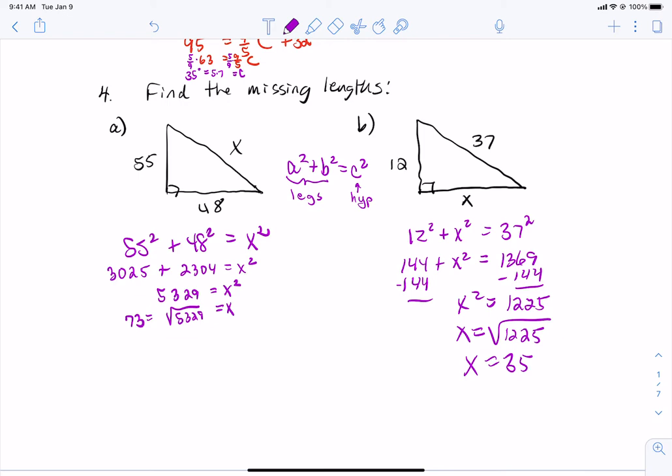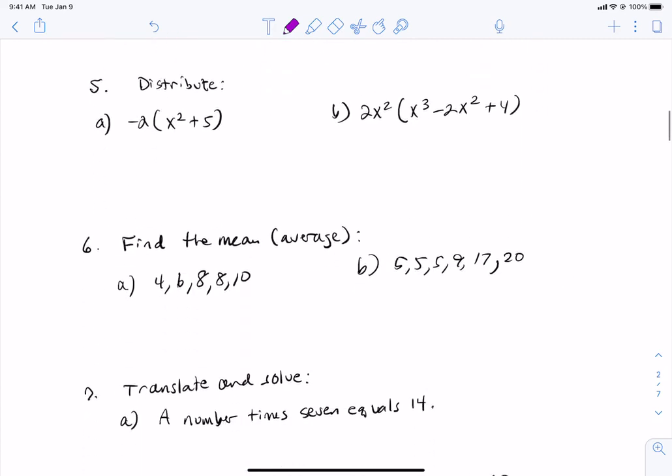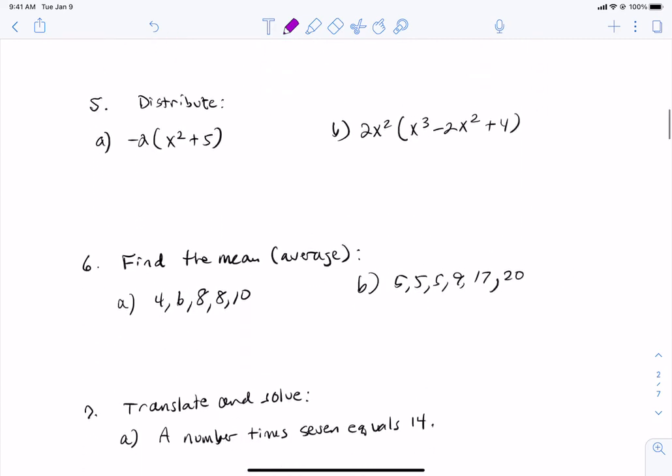I made up the test first, and I made up the review following along with it. So if you can do this stuff, you're good. You're ready for the test. Okay. So there's number 4. Let's take a look at number 5.